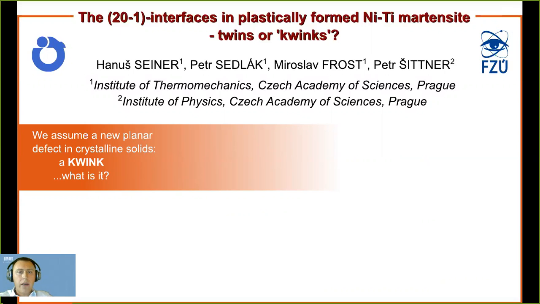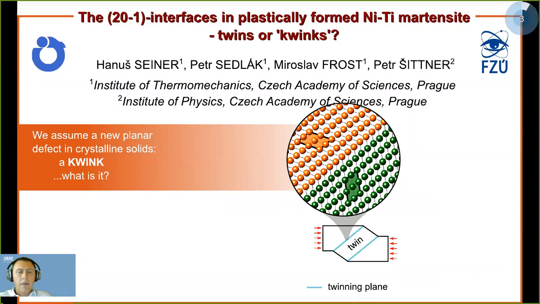So I think everyone here in this session knows what the twin is. A twin is a planar defect joining two exactly the same but differently oriented parts of the crystal, and it is created by simple shearing. This defect is the main deformation mechanism in shape memory alloys, and it works as outlined here.